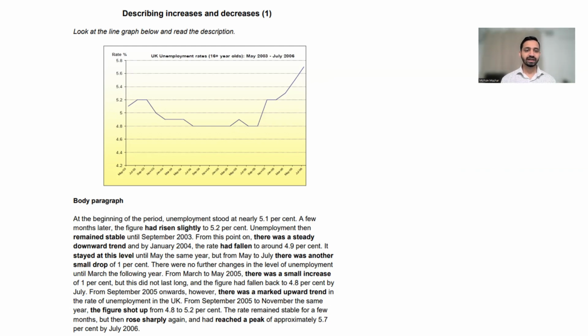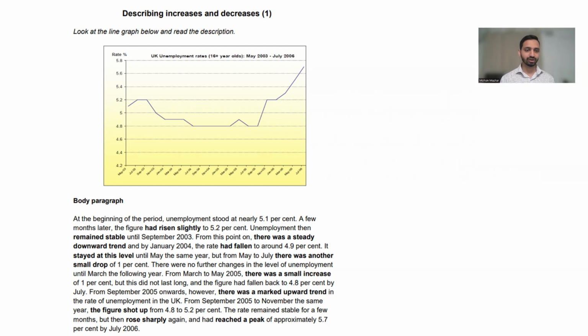So I'm going to read this out at the beginning of the period. So look at the graph. What is it on the vertical axis? The vertical axis gives you the rate in terms of percentages, right? It's been given to you from 4.2% to 5.8%, all right? And also pay attention to the heading. What is the heading? The heading is UK employment rates, 16 plus year olds, from a period of May 2003 to July 2006. And that's what's given to you in the horizontal axis, right? So from May 2003 to July 2006. That's the period that has been given to you. And the line graph shows the trend.